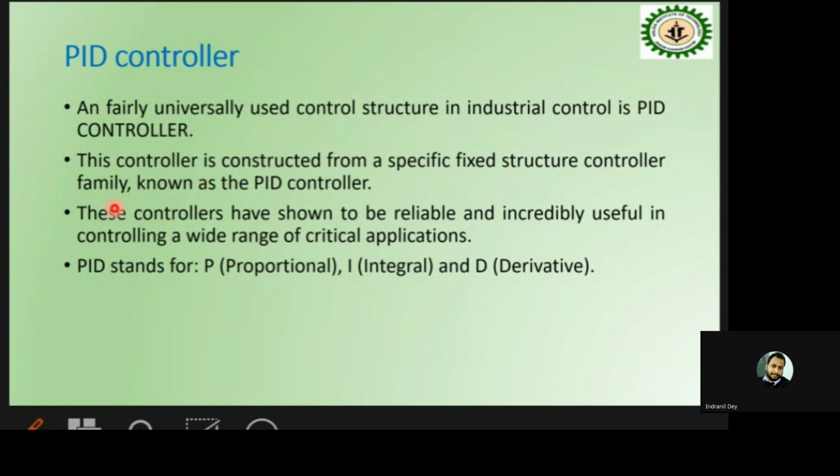Now the PID controller, among all controllers, has shown itself to be reliable and incredibly useful for controlling a wide range of critical applications. PID stands for P for proportional, I for integral, and D for derivative action.